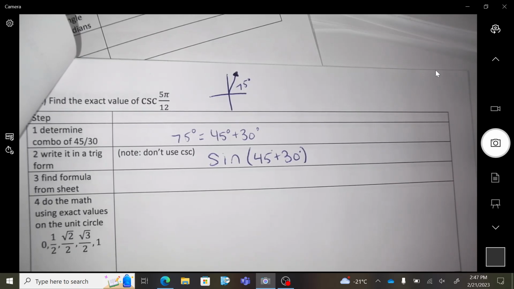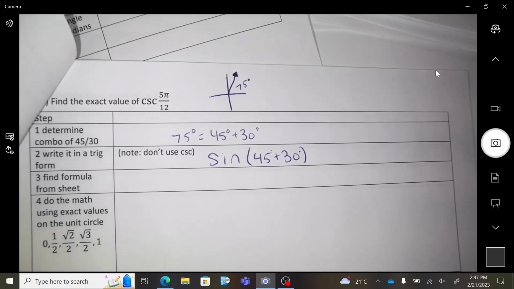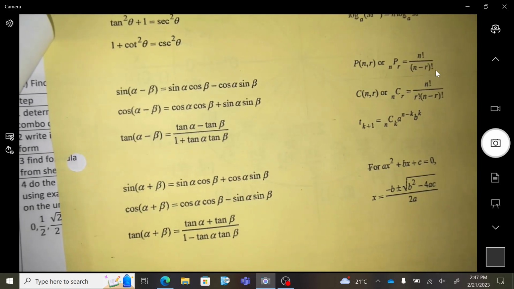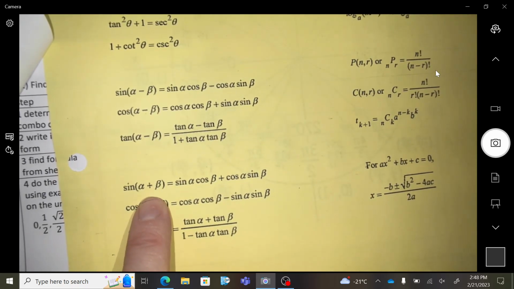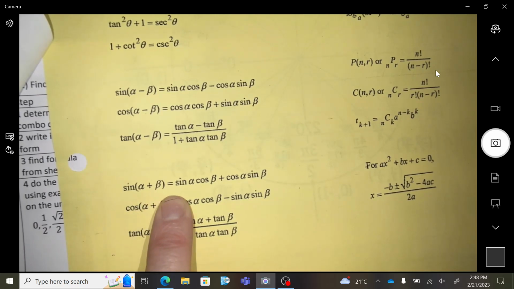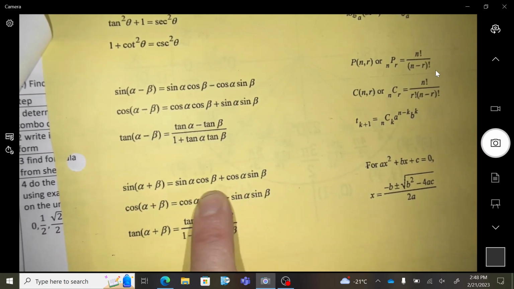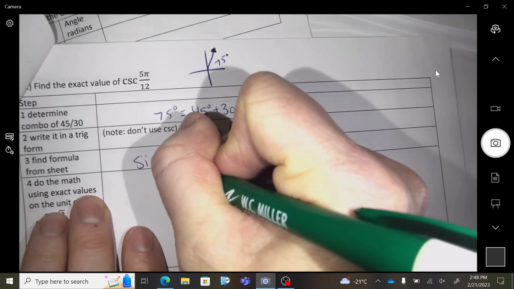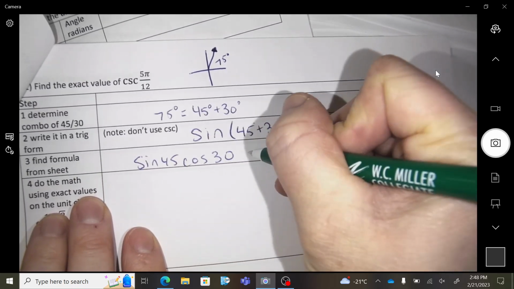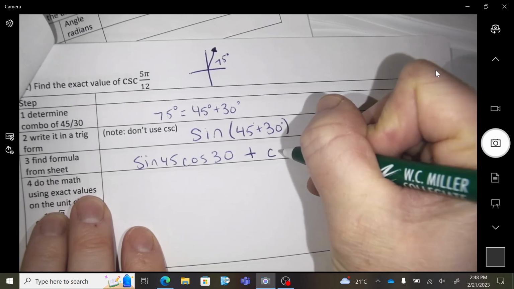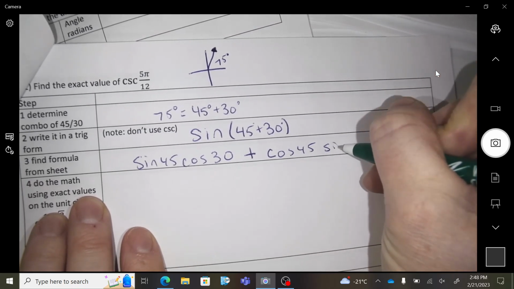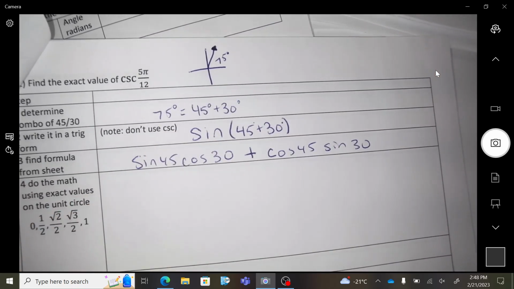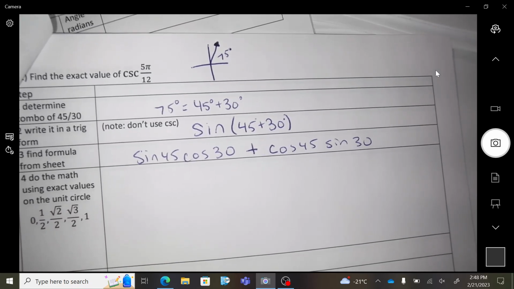Now I'm going to go to my formula sheet, and I'm looking at the sine of A plus B, the sine of two angles added. So it's sine 45 cos 30 plus cos 45 sine 30. That was me just copying down a formula, but obviously plugging in.